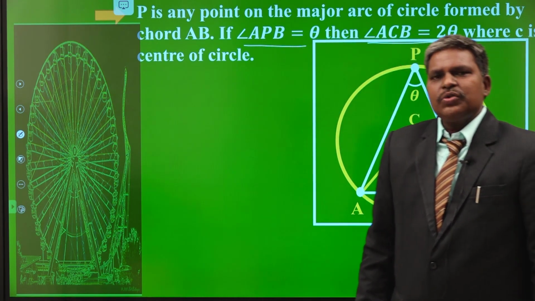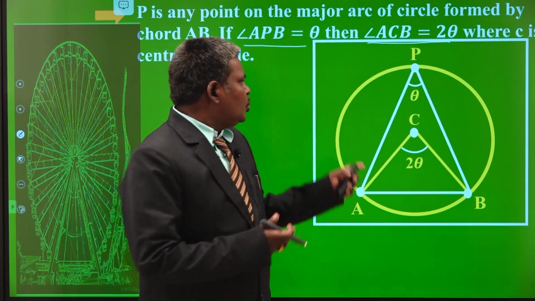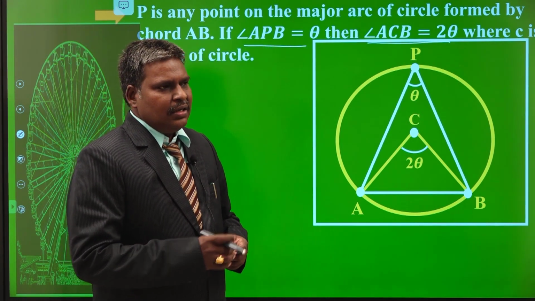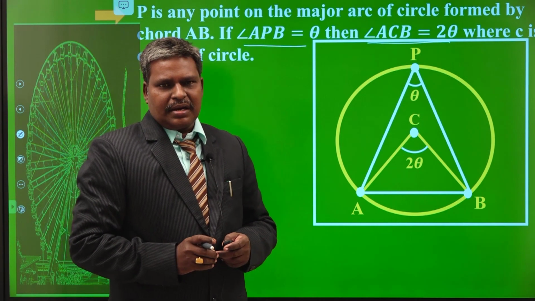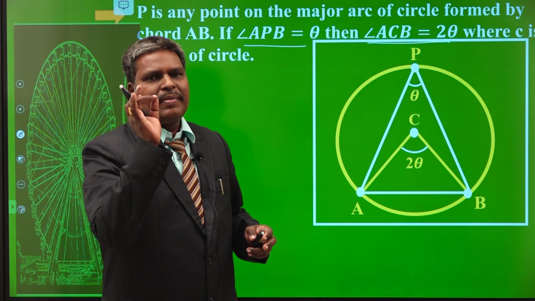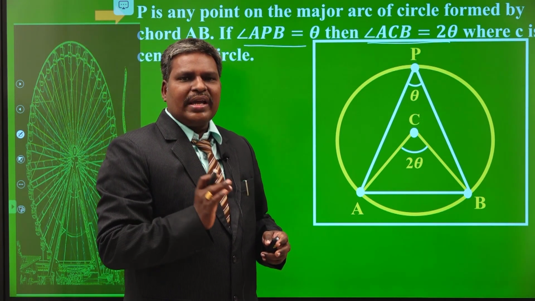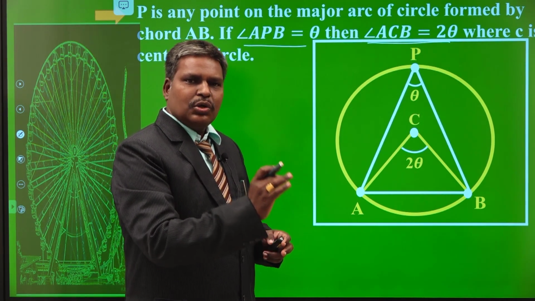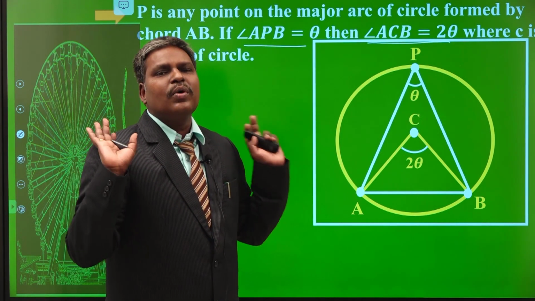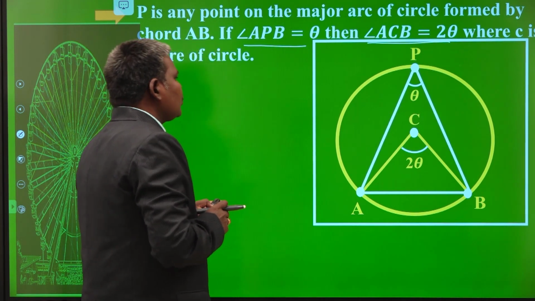What is given? What are you going to prove? Take any chord that divides your circle into two parts. One is the major arc, the other one is the minor arc. Take some point on the major arc. Join that point to the extremities of the chord, and you get some angle at that point P, say theta. Immediately, if you join the extremities of the same chord to the center, the angle at the center is 2 theta. You are going to prove that. That is your target. How to crack this one?